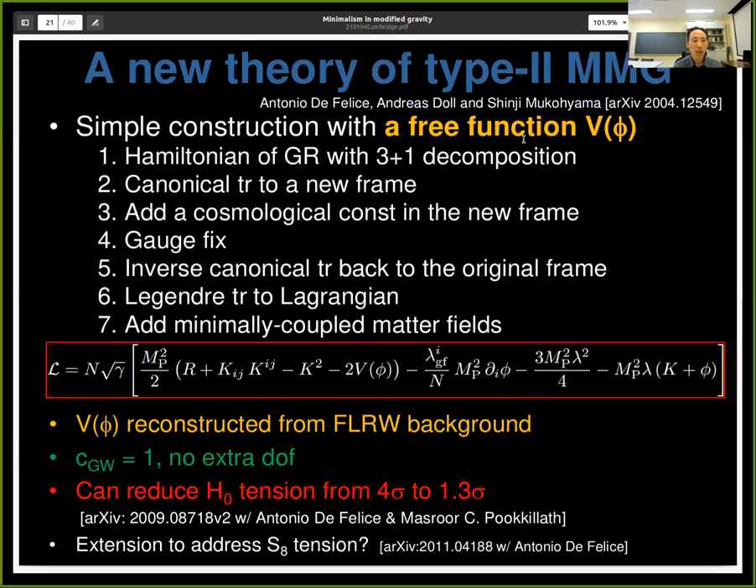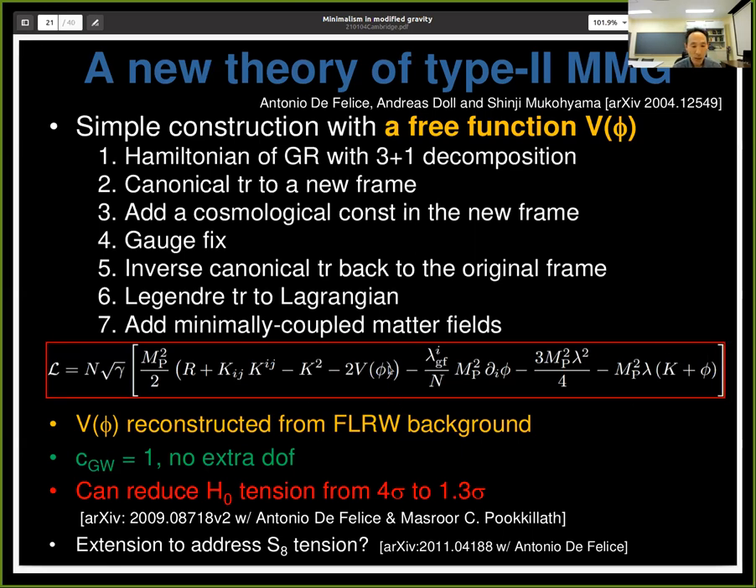This type two MMG includes one free function V of phi. We start with the Hamiltonian of GR with the 3 plus 1 decomposition again, and then perform a canonical transformation to a new frame. This canonical transformation includes two free functions. After that, we can add a cosmological constant in the new frame. Then gauge fix. After that, we go back to the original frame. Then we have some Hamiltonian of this theory, and then we can perform a Legendre transformation to get the Lagrangian, which is of this form. After that, we can add matter to this gravity action.